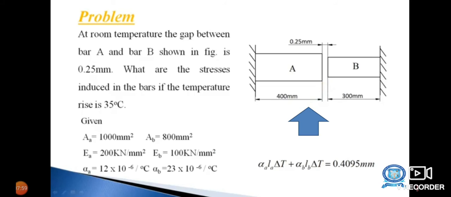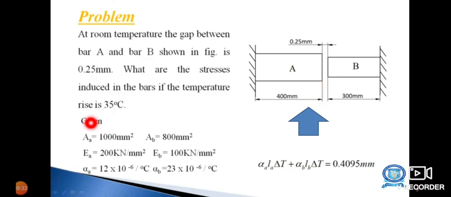So next, another problem, that is another type of thermal stress problem. I will read the problem. At room temperature, the gap between bar A and bar B shown in the figure is 0.25 mm. What are the stresses introduced in the bar if the temperature rise is 35 degrees Celsius?